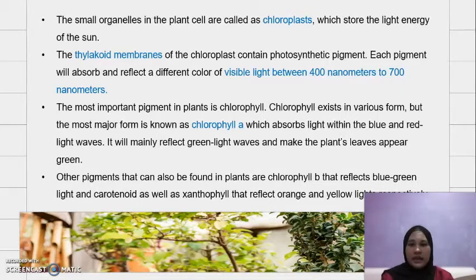In plants, there are many types of pigment, but the important pigment is chlorophyll. Chlorophyll also exists in various forms, but the major form is known as chlorophyll A. This chlorophyll A absorbs light within the blue and red light waves, and it will mainly reflect green light waves and make the plant's leaf appear green. Other pigments that can also be found in plants are chlorophyll B that reflects blue-green light, and carotenoid as well as xanthophyll that reflect orange and yellow lights respectively.